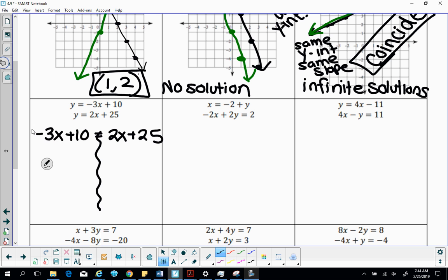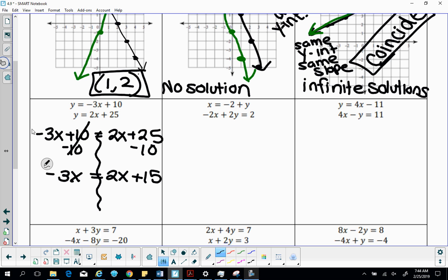Tristan, what would be my next step? What do you do first? Subtract 10. Sure. Subtract 10 on both sides. And so even if you did it the other way, you would still get the same answer. So you end up getting negative 3x equals 2x plus 15.